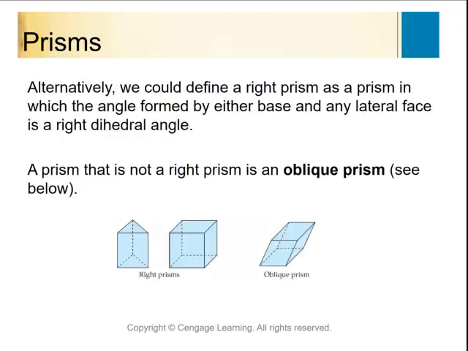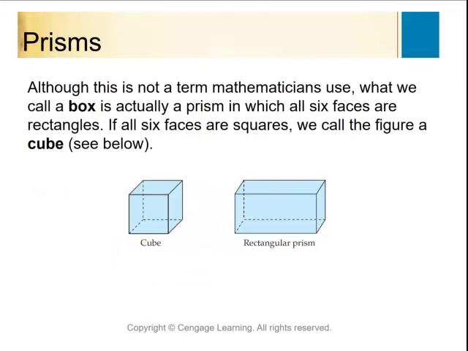So let's look at a couple of examples of those. Here we have right prisms and we have an oblique prism because the angle where the lateral faces meet is not 90 degrees. Here we have a couple of boxes, but they're not really called boxes. They're called rectangular prisms or square prisms.